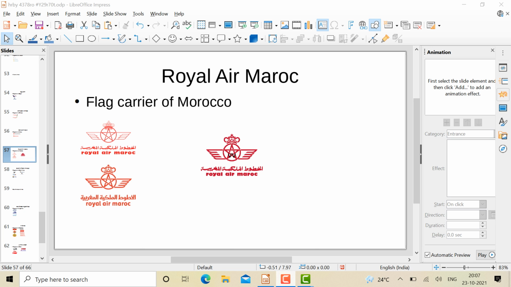Then we have Royal Air Maroc, which is the flag carrier of Morocco. The logo hasn't really changed. It's the font work. The color has been written three times, and this is the current logo, as you can see.